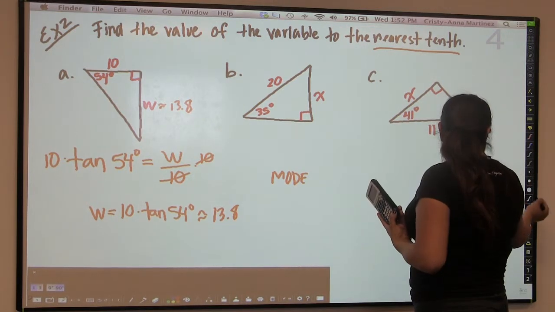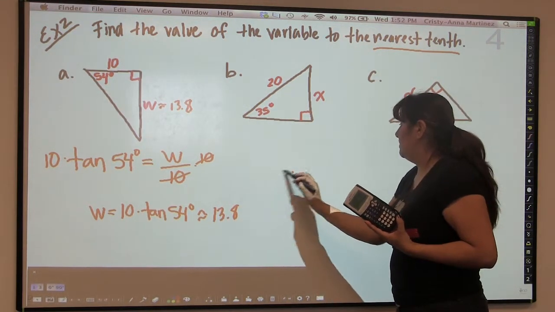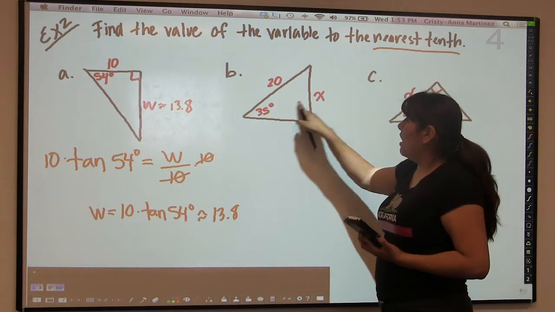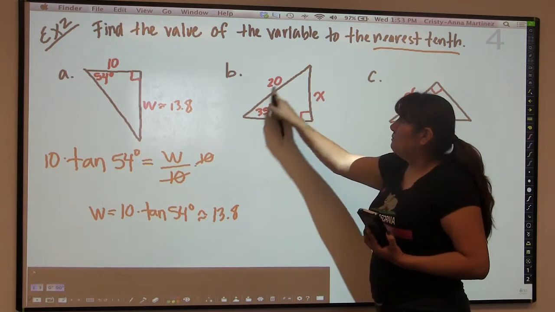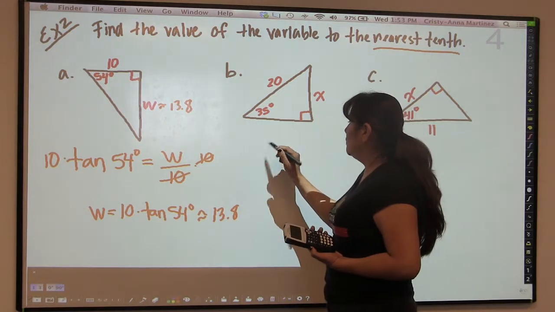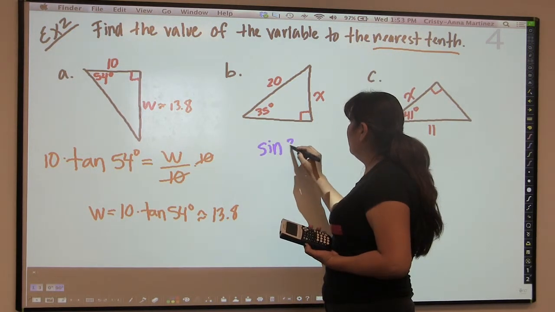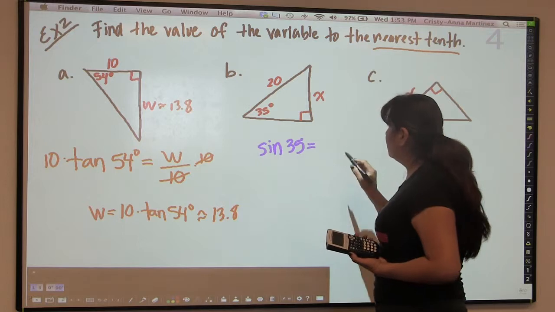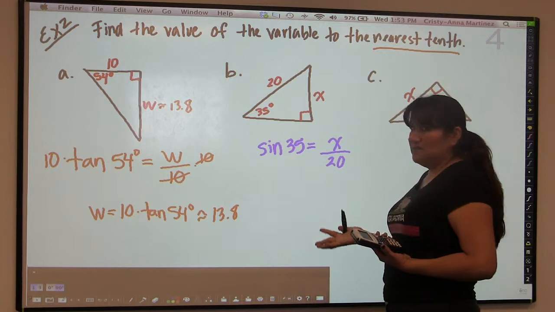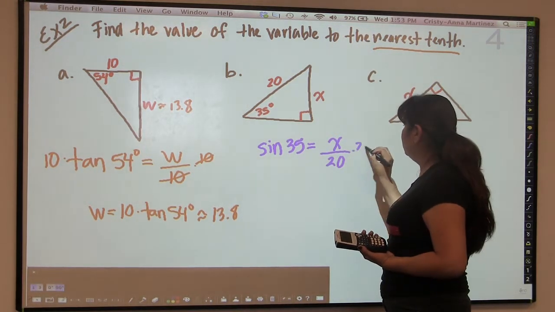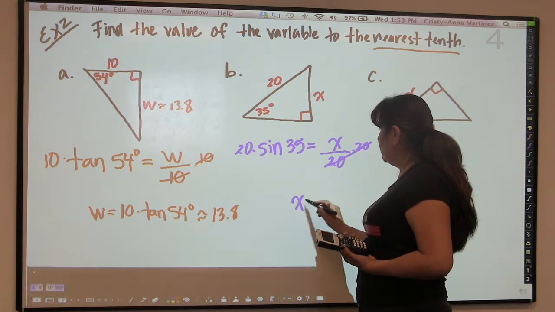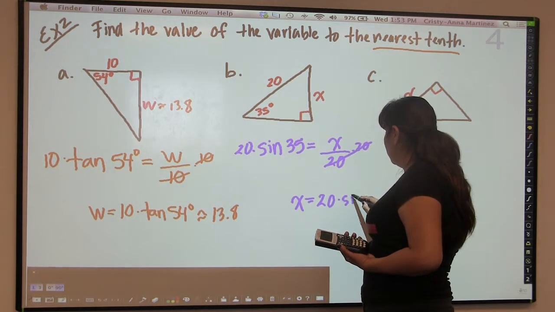Okay, now we're going to do this again. If that wasn't enough explanation for you, we're going to come over here. Same idea. This time we have the opposite side and the hypotenuse. So which function should I use? Sine. So I'm going to use sine of 35, and that's the opposite, x, over the hypotenuse, which is 20. It's very similar, but we're using a different function. So we're going to multiply by 20 to get rid of the 20s. We cross those off, and x equals 20 times the sine of 35.